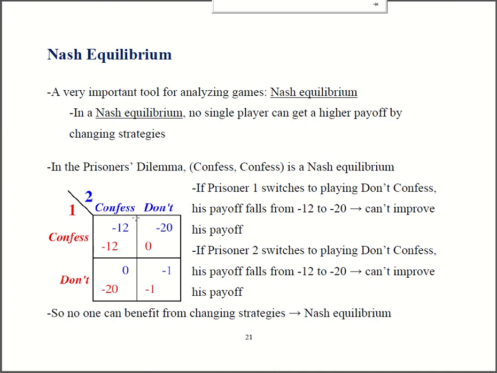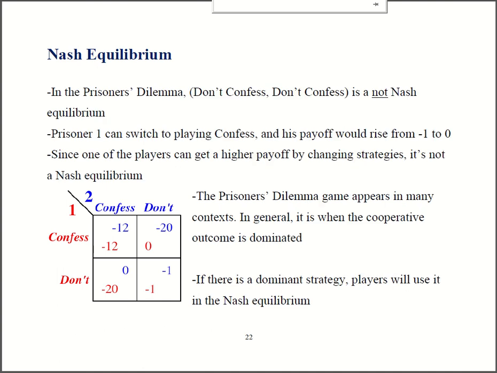So even in advance, the prisoners knew that confess is going to happen. Neither one of them would want to change their strategies. That means this outcome is stable. That's why I call it an equilibrium, in particular, a Nash equilibrium. So confess is the Nash equilibrium. Let's check some of the other possibilities here.